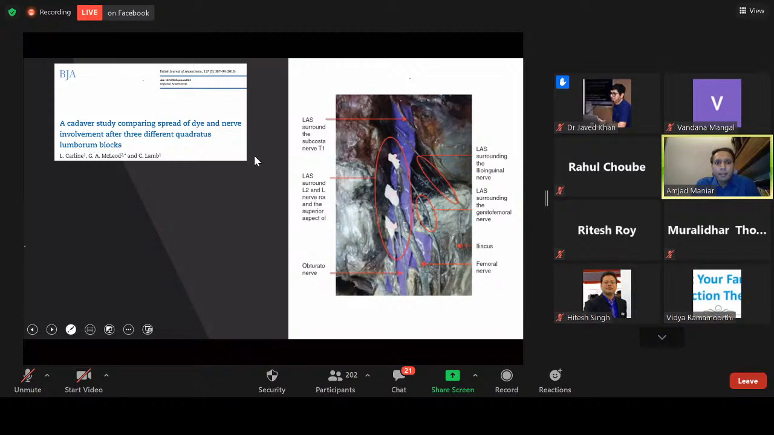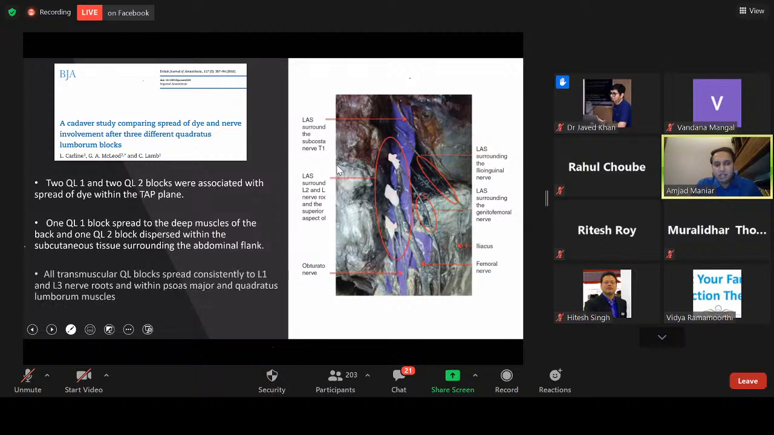And the QL1 and QL2 blocks did not have a very fascinating spread. They actually spread into the TAP plane. But it was the transmuscular block that was very interesting. It went on to stain the L1 and L3 nerve roots, along with the genitofemoral nerve, the femoral nerve, the obturator nerve. All these entities got stained.